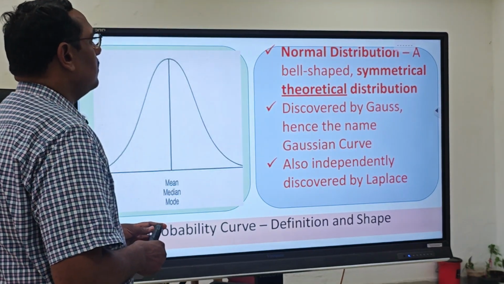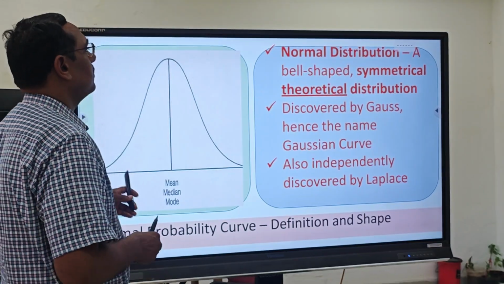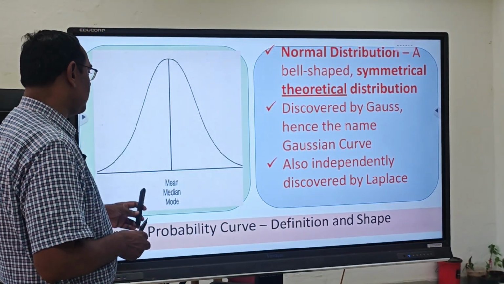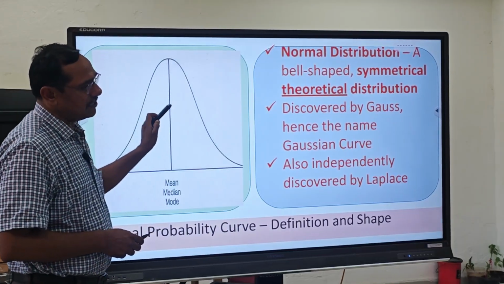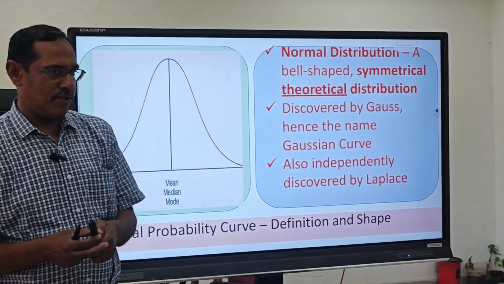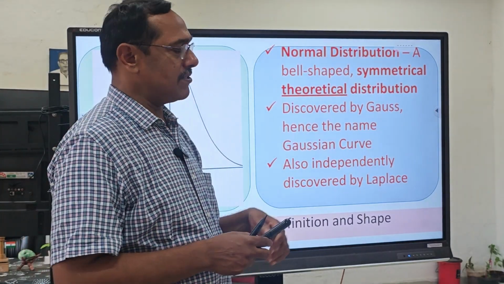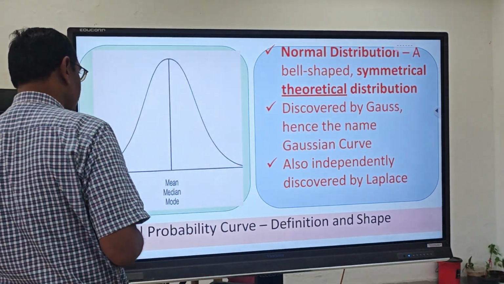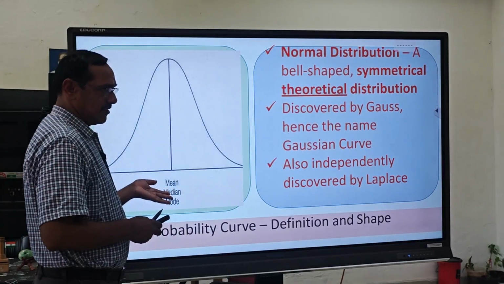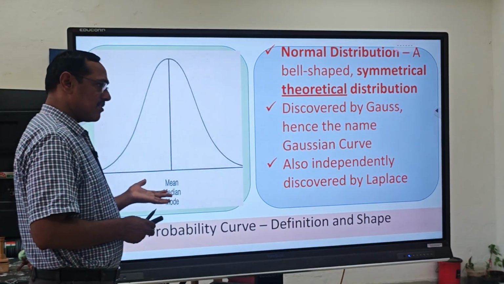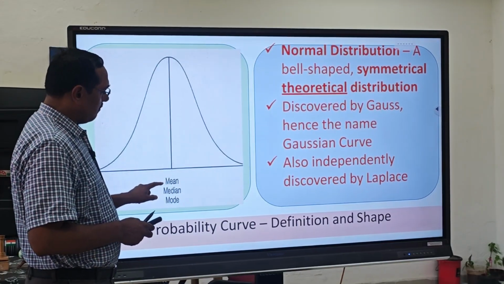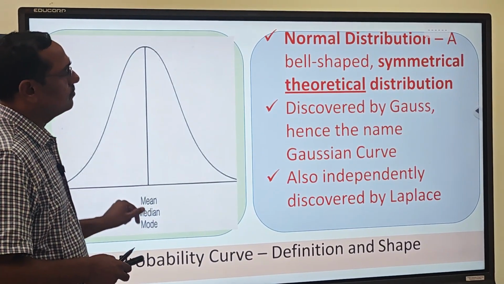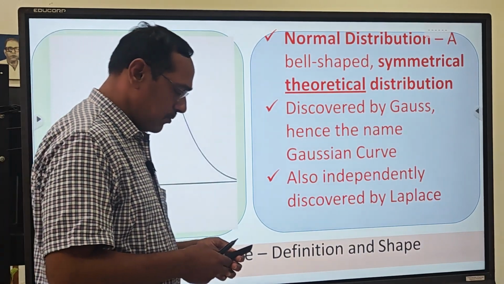So the normal distribution is a bell-shaped curve or U-shaped curve, which is symmetrical, with the left hand side and right hand side equally placed. 50% of the data lies on the left hand side and another 50% on the right hand side. And at the center we have three statistics coinciding. So we call this data statistics, and this is statistic calculation also. So mean is equal to median is equal to mode. So all these things we know.